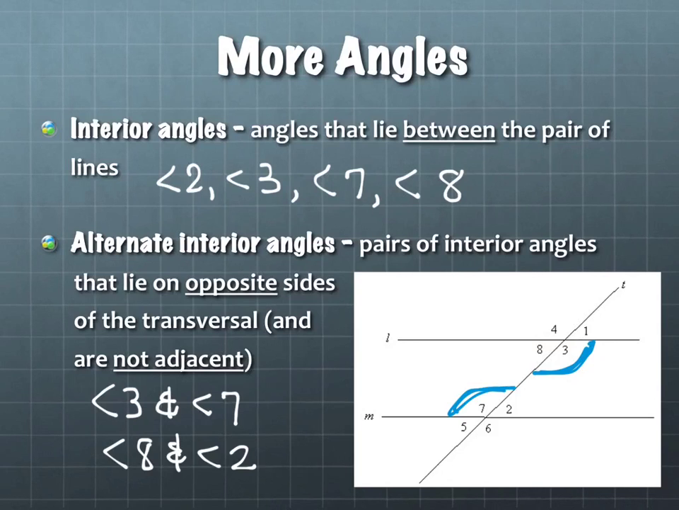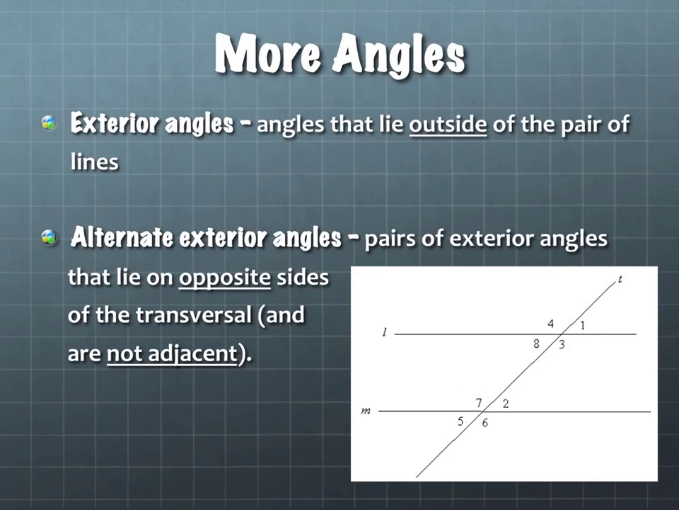The next description that we can have is exterior angles. So exterior angles are angles that lie outside or on the other side of the pair of parallel lines, not in between them. So in my diagram, which angles are exterior angles? 5 and 6. What else? 4 and 1.